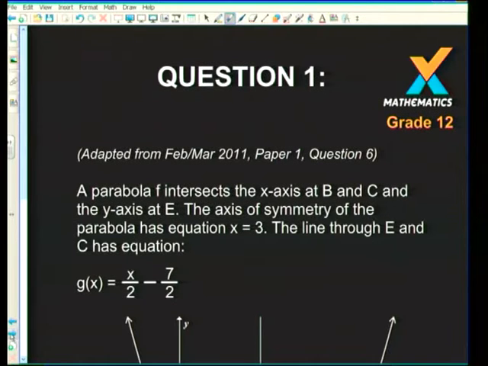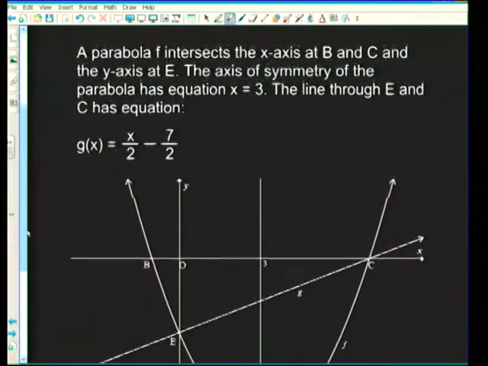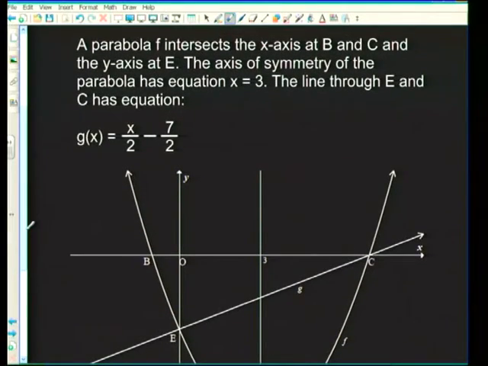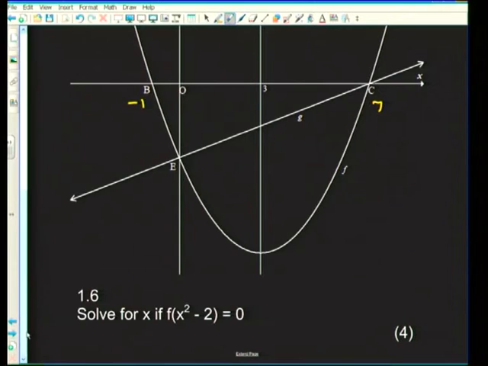Okay, let's see what else there is here. Right, it says here, a parabola f intersects the x-axis at B and C. We've got this already. We know that this is -1, this is 7. We know the equation of this is y equals a half x minus 3 all squared, minus 8. Right, let's see what this question asks. It says solve for this.